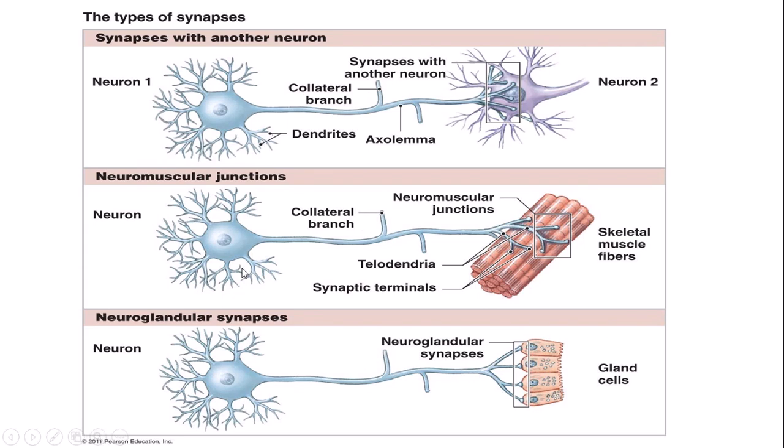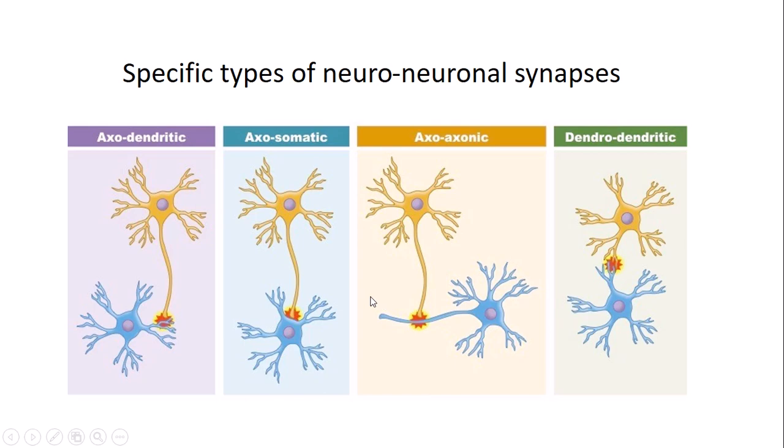In all cases, we have a neuron connected or communicating with another cell. In the first case, the neuron is communicating with another neuron, so we call it a neuron-neuronal synapse. In the second case, you see that the neuron is connected to muscle cells, so we call it a neuromuscular synapse or neuromuscular junction. And in the third case, you see the neuron communicating with gland cells, so we call it a neuroglandular synapse.